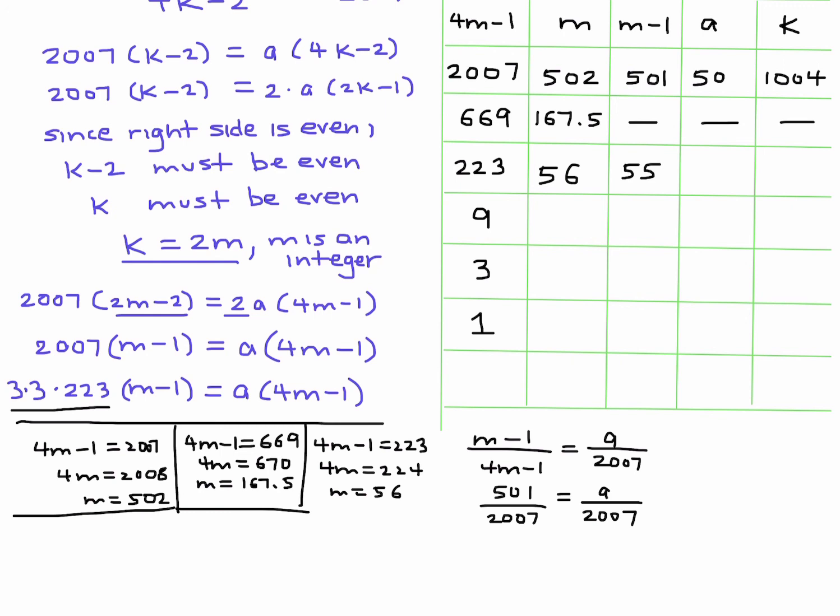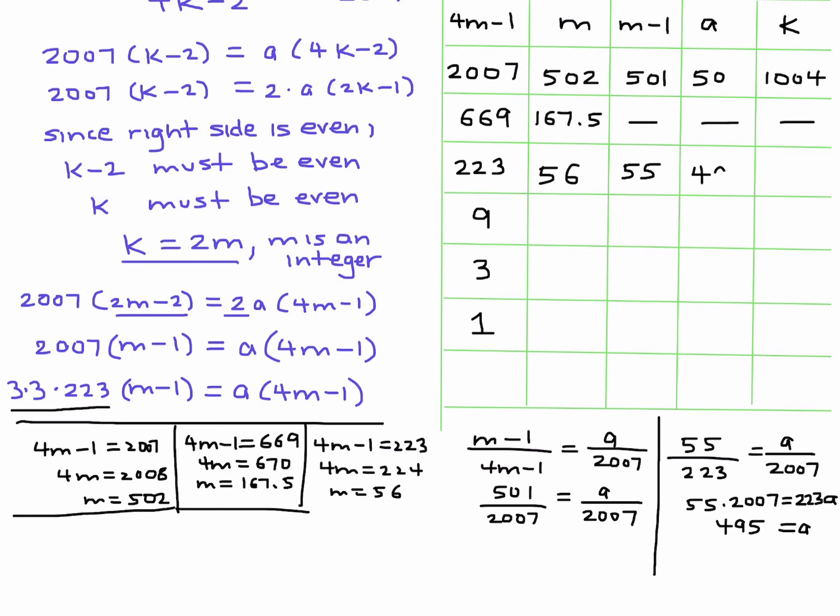Okay, so now we get to figure out what is a. m minus 1 is 55. 4m minus 1 is 223, and that is a over 2007. Cross multiply, and you get 55 times 2007 is equal to 223 times a. And solving for a, you will get a is equal to 495. So this is 495. Great.